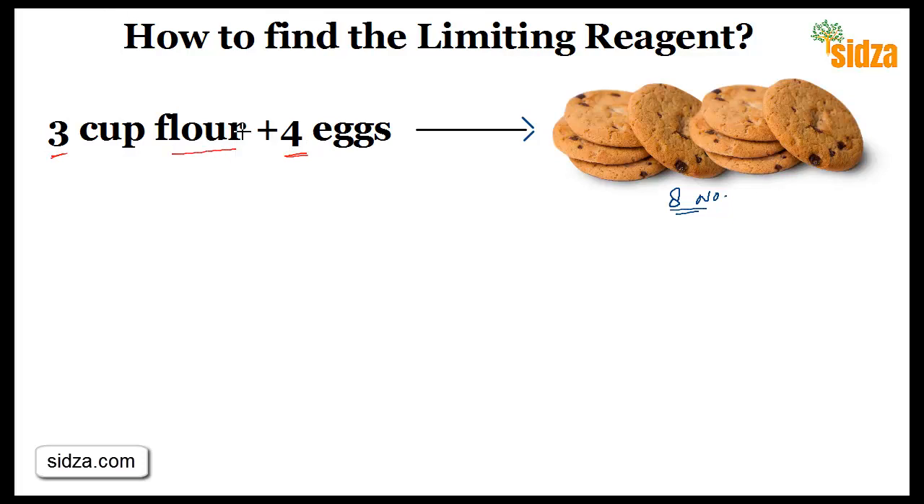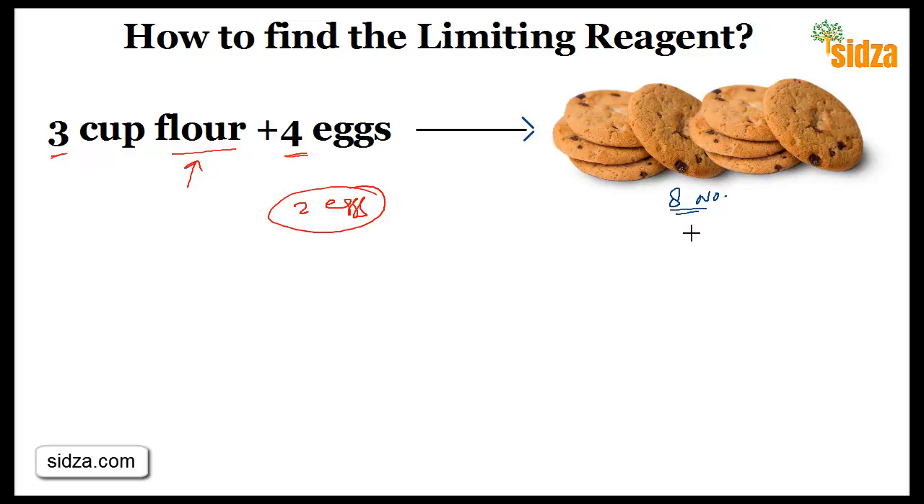So to prepare 8 cookies, you need 4 eggs and 3 cups of flour. Now this is the ratio in which you need these two components to mix, and then you will get 8 cookies. Let's suppose one day you want to prepare again the same number of cookies, the same quality, same taste, and when you go to your kitchen you find a problem. The problem is that in your refrigerator there are only 2 eggs. There is plenty of flour available, flour is not in less quantity. There's a lot of flour in your kitchen, but you have only 2 eggs.